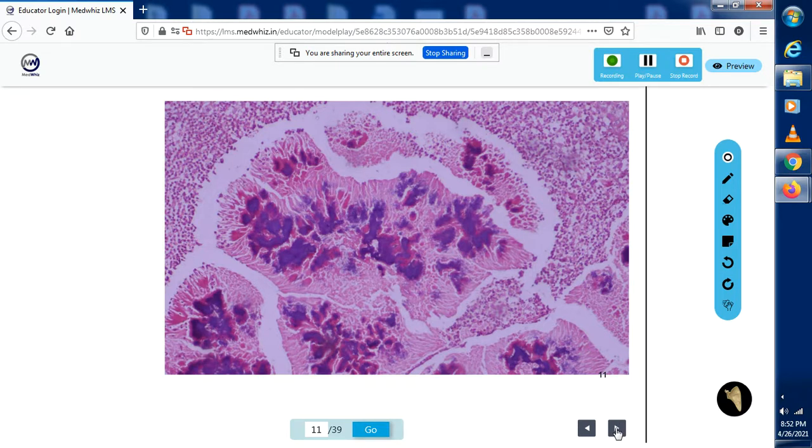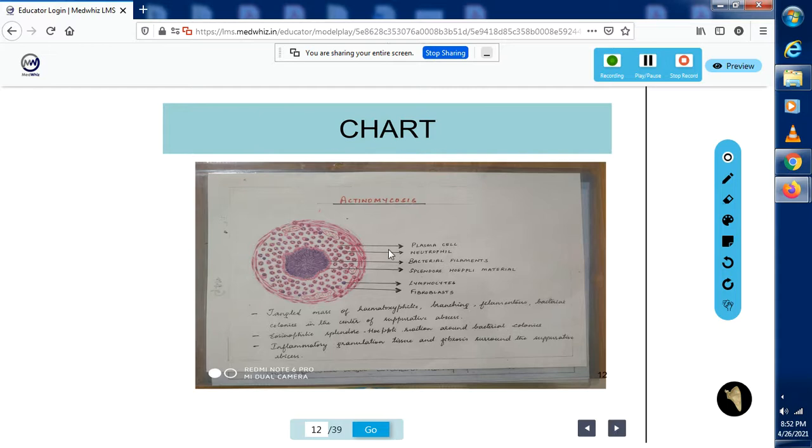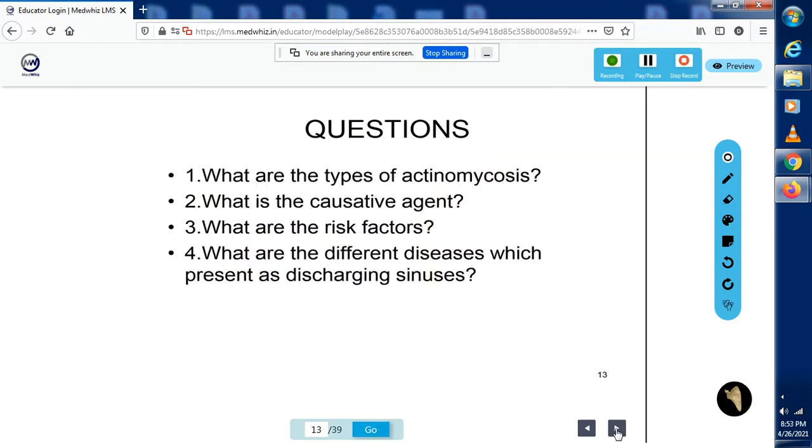This is the chart which you all have to write in your record book. Please use an HB pencil and draw a neat labeled diagram. And I have put up a few questions at the end of each slide. You should answer these and show it to us when you come to the college. You should know what the types of actinomycosis are, what the causative agent of actinomycosis is, what risk factors are involved, and what the different diseases are which present as discharging sinuses.